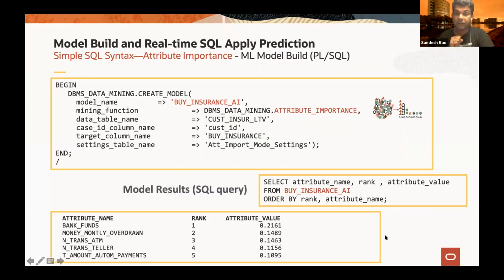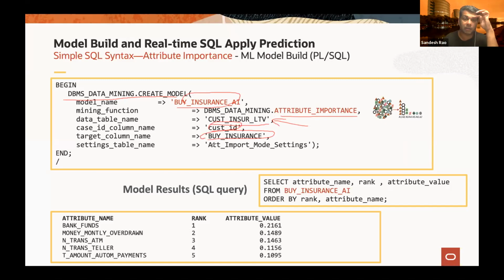When you're doing the insurance problem, remember I told you it's very important to pick the right attribute. So this is called attribute importance. And how do you do this here? You're using DBMS data mining to create the model. And here, you're creating a model called Buy Insurance AI. You're doing the attribute importance mining function. The table is this one. The case ID, the customer ID column, is this. There's a column called Buy Insurance in this table that you're trying to put the value of: should I sell this or should I not sell this?